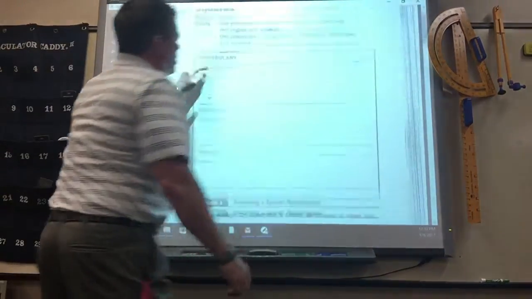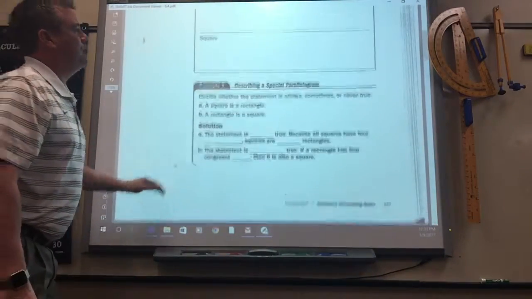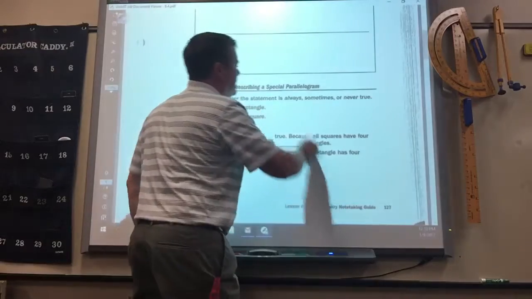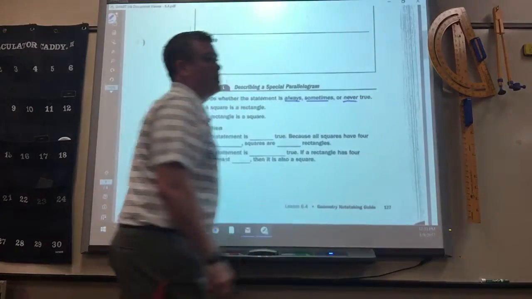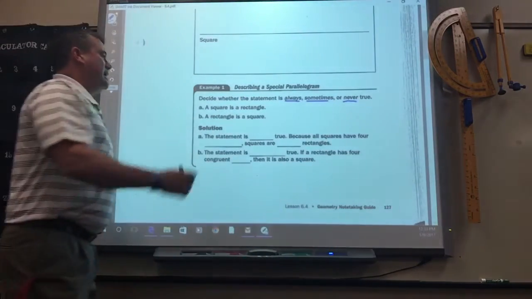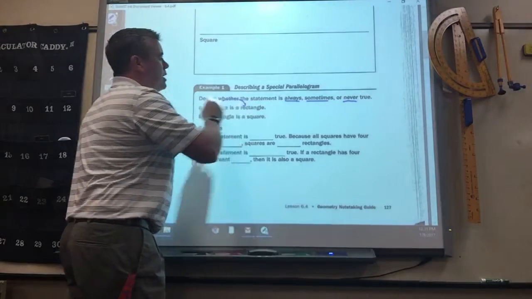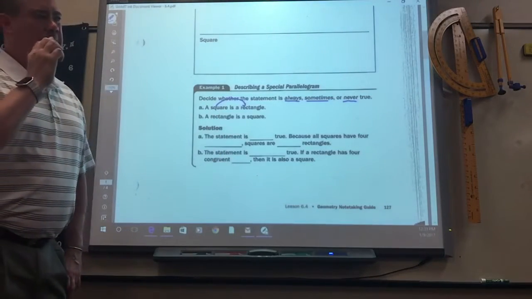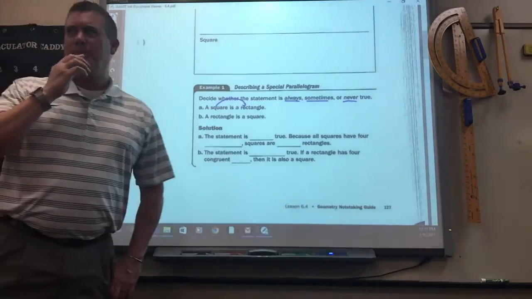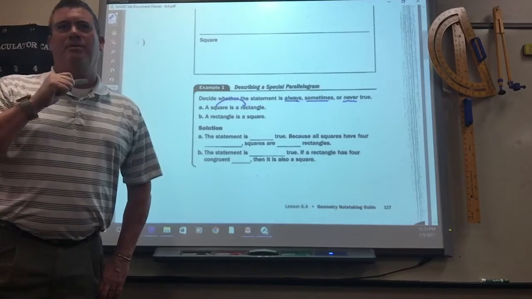So, you guys have all done rhombuses, squares, and rectangles before. It's really nothing new. So there's not a lot of examples to go through. Of course, they throw in these always, sometimes, or never questions on these. Is a square always a rectangle? Yeah. No. Or sometimes or never?